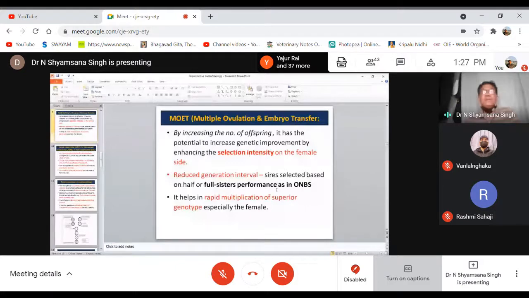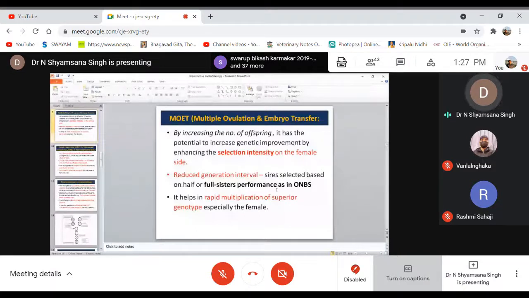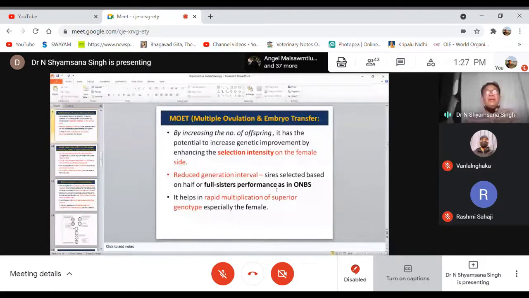Then oocyte harvesting, oocyte maturation and in vitro fertilization, that is IVF. By the use of multiple ovulation and embryo transfer, we can get hardly 20 or less. The IVM and IVF is a factor of 5, meaning multiple times. It can be used even in pregnant animals as well as in heifers, that is pre-pubertal animals. In this way, it increases the selection of male and female.